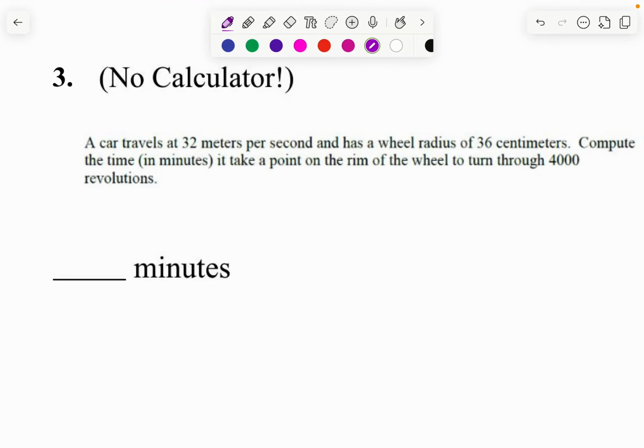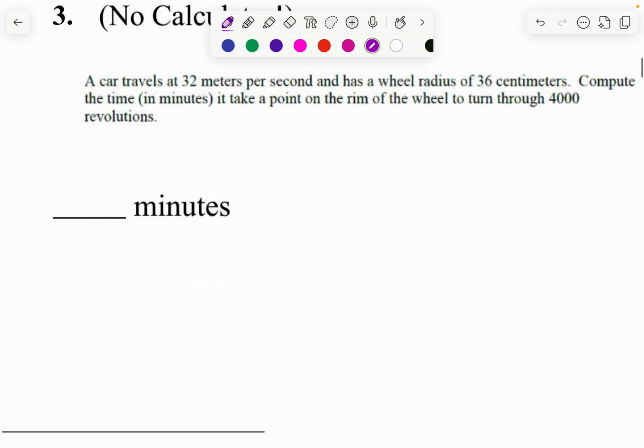All right, so this says a car travels at 32 meters per second and has a wheel radius of 36 centimeters. Compute the time in minutes it takes a point on the rim of the wheel to turn through 400 revolutions. All right, so I usually draw a picture even if it's not like essential.